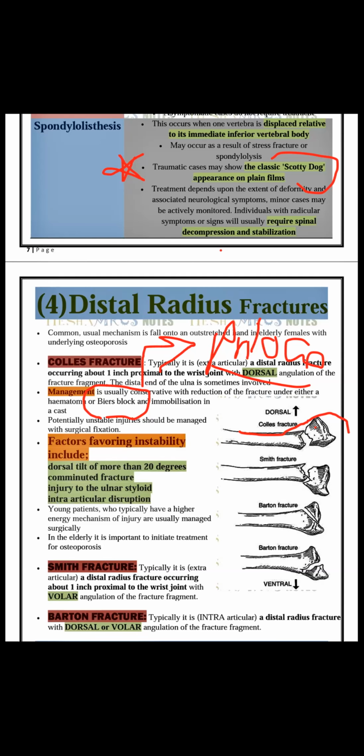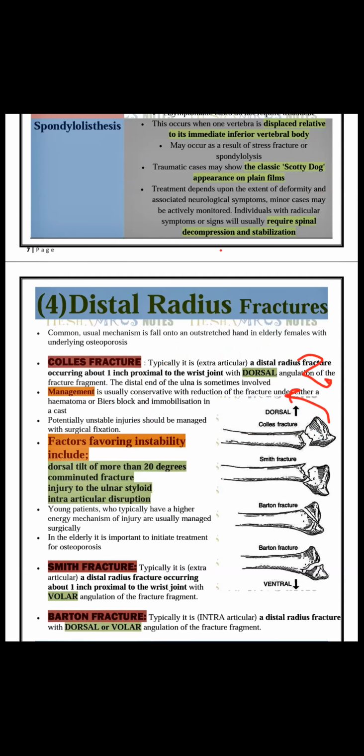Keep its name, it is very important. What are the factors which are maintaining the instability of this Colles fracture? Take care if you have a dorsal tilt of more than 20 degrees. If you have a comminuted fracture, open skin.